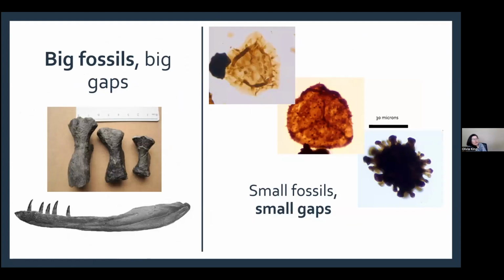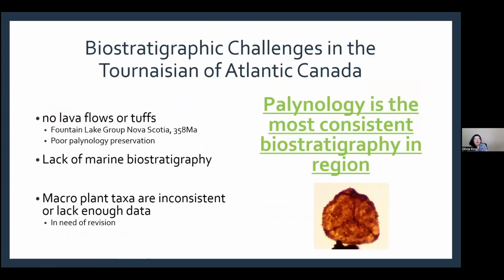With that though, these are still considered big fossils if you think of macrofossils. Plants are still macrofossils. So with that, we have big gaps, whereas with microfossils like palynology, we don't. That being said, we do still have some biostratigraphic challenges in the Tournaisian of Atlantic Canada.